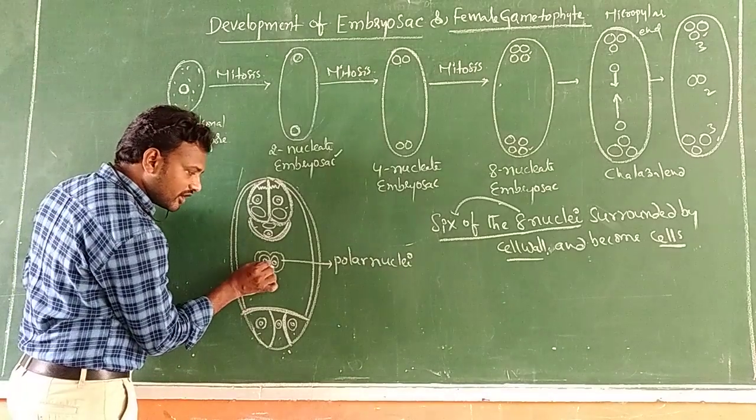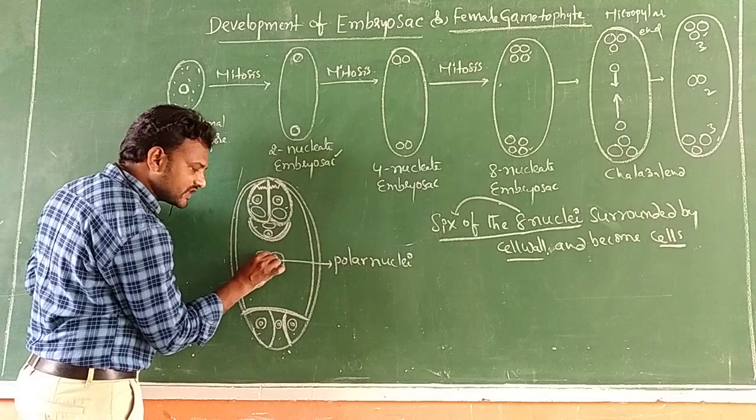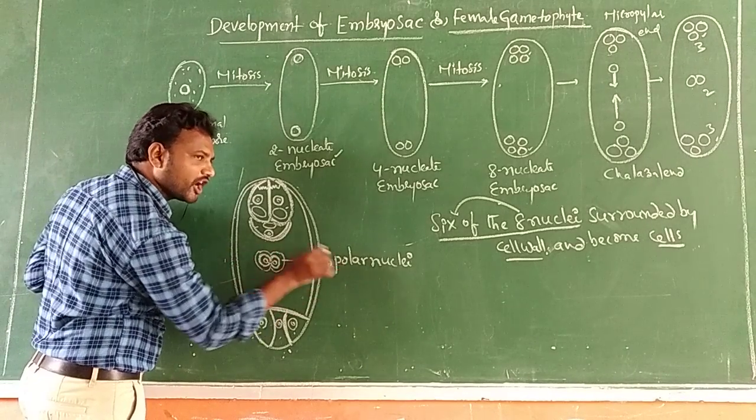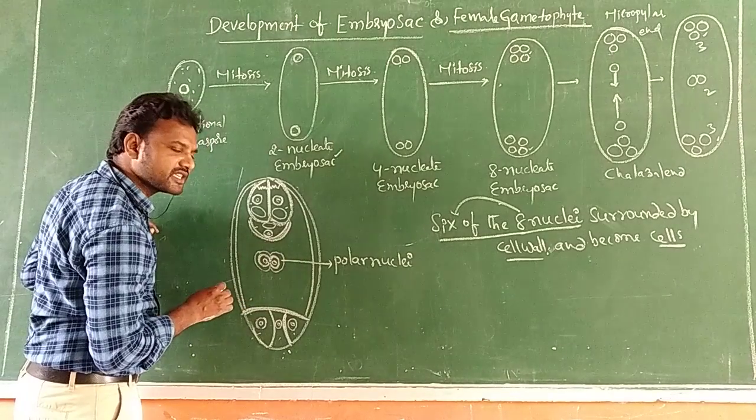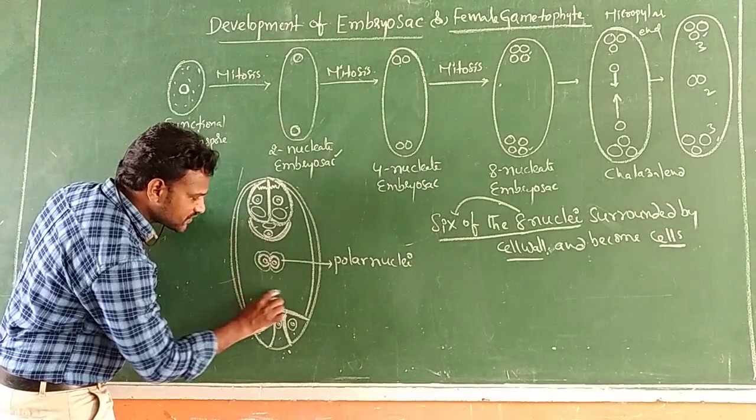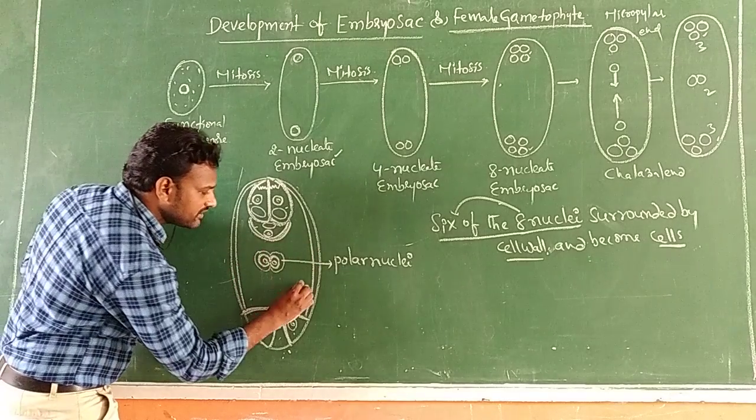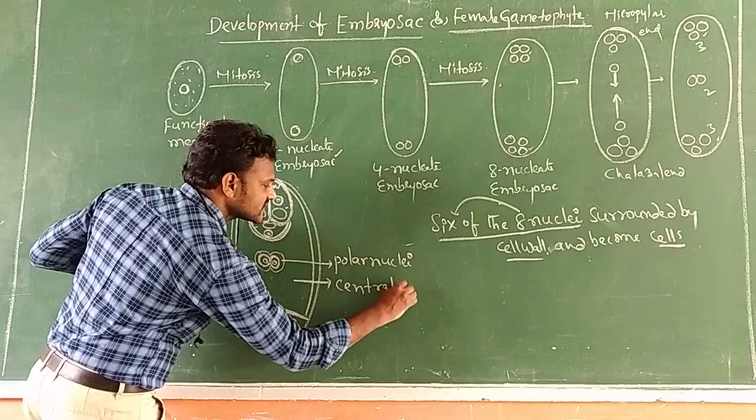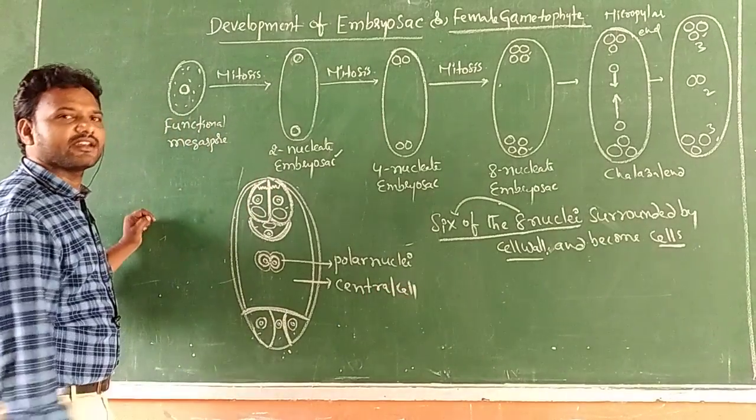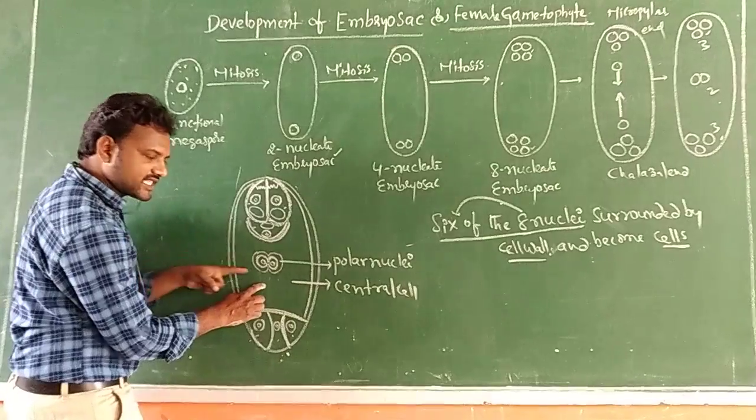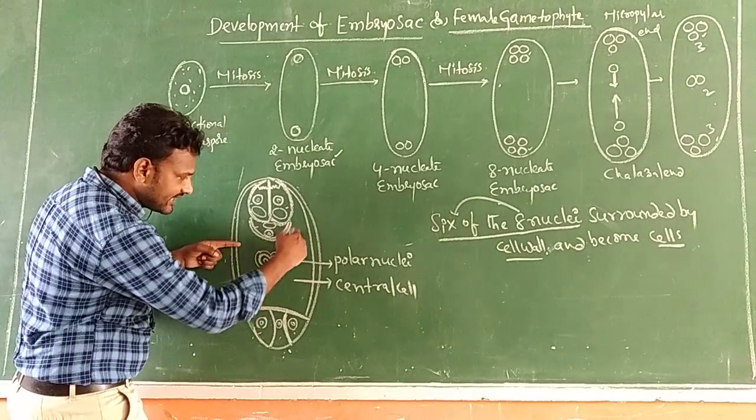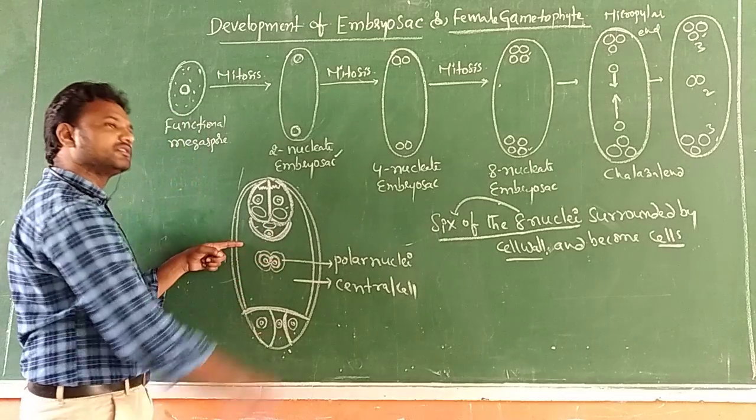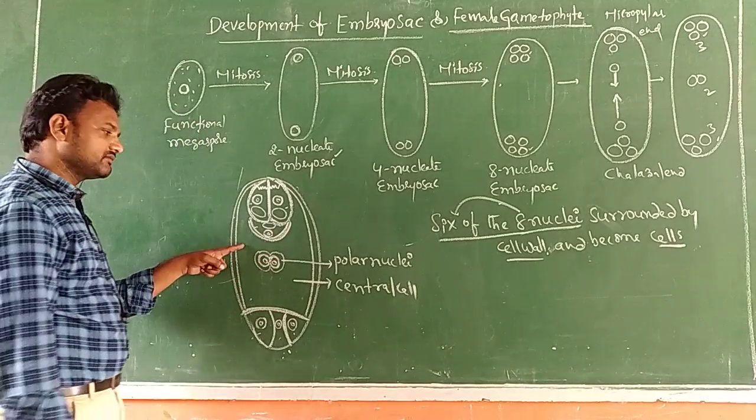Here the remaining 2 nuclei are there. These remaining 2 nuclei are called polar nuclei. Listen very carefully. The remaining empty space is the central cell. In the central cell, 2 polar nuclei are there.